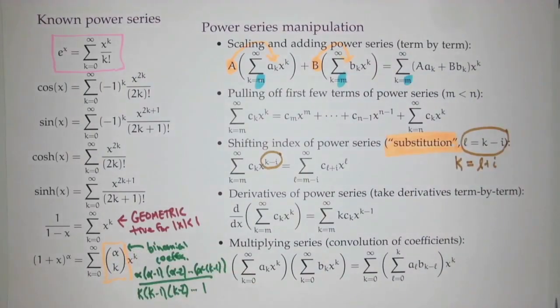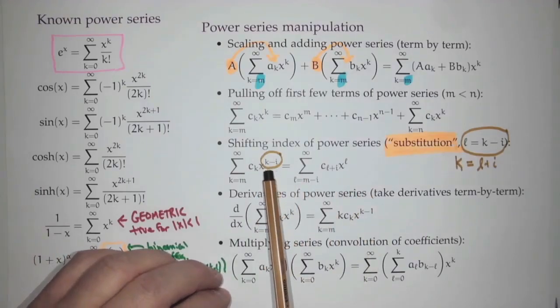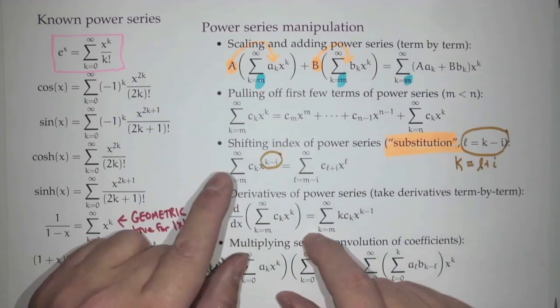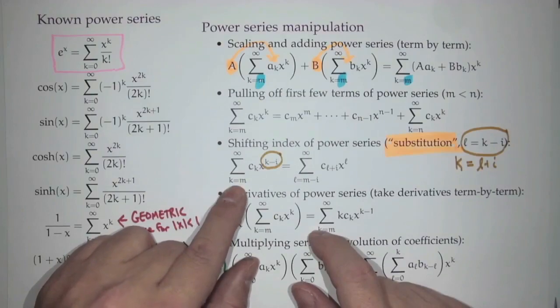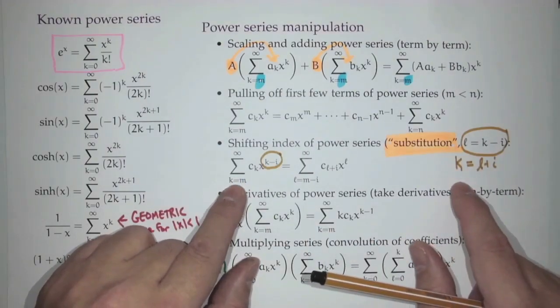And what do we do? Well, we make sure everything gets changed. So k minus I becomes L, so that's why x to k minus I becomes x to the L. But we have to change everything. So where did we start? Well, we used to start at k equals m. If k equals m, what does L equal?